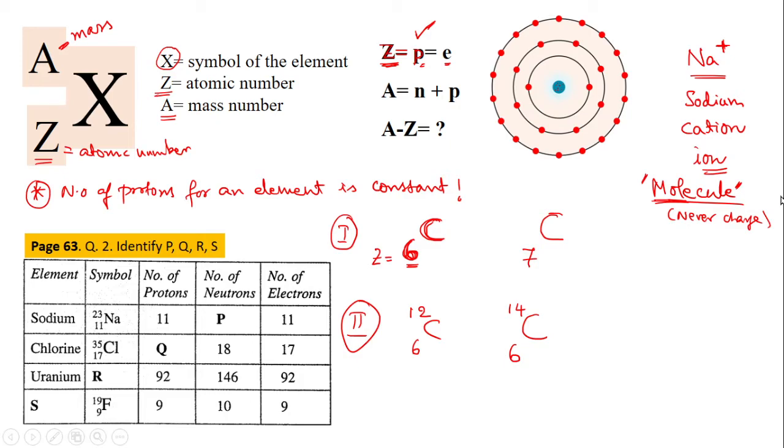Now you tell me, what is this? Neutrons. So if you want to know the number of neutrons, you are subtracting Z, which is nothing but protons, from A, which is neutrons plus protons. So what remains is the neutrons. So mass minus atomic number is going to give you how many neutrons are there in this atom.